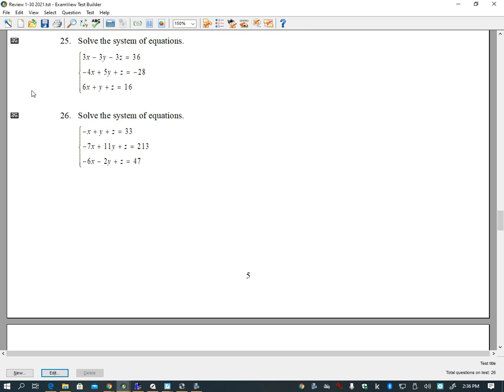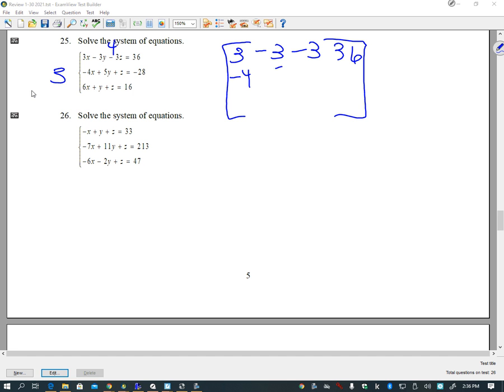25 and 26, you can use your graphing calculator for. Okay? But you have to know how to use it. One of these questions is on the test. I'm going to show you how, so that you need to take this and put it into a 3 by 4 matrix. In this case, it's going to be 3, negative 3, negative 3, 36, negative 4, 5, 1, negative 28, 6, 1, 1, 16. Right? That's what you're going to write on the test.